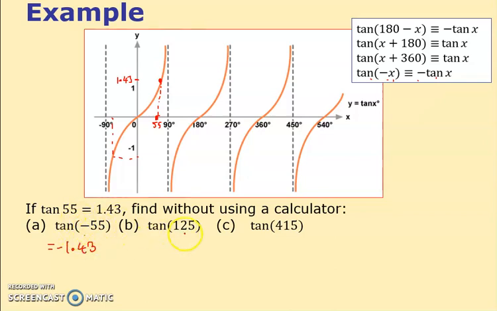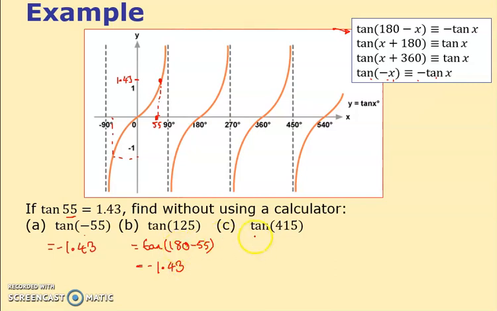Now, how can I get tan of 125 from the 55? Oh, I can see. I do 180 minus 55. That's what I reckon 125 is. Yeah, that works. So up here, which rule? Oh, it's that rule there. 180 minus it is minus it. So this will be minus 1.43 again.